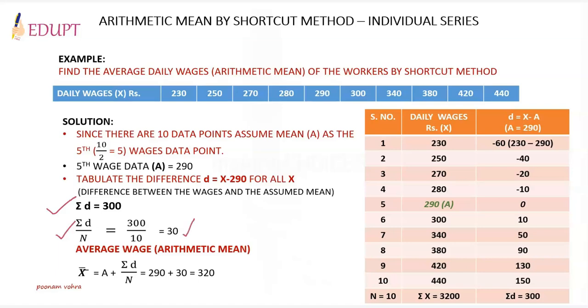be 30. Now we can apply the formula, that is arithmetic mean or x bar is equal to a plus sigma d by n, where a is the assumed mean 290, sigma d by n we have found as 30. Answer is rupees 320. That is the average daily wage of a worker.